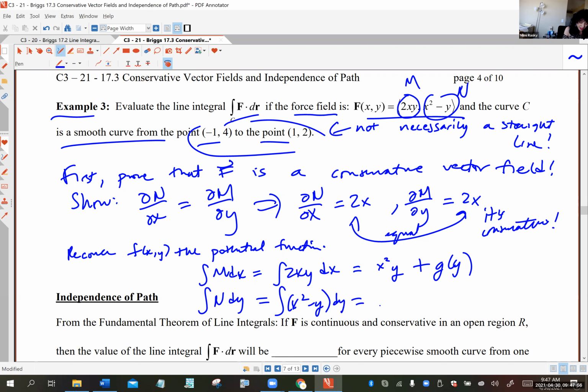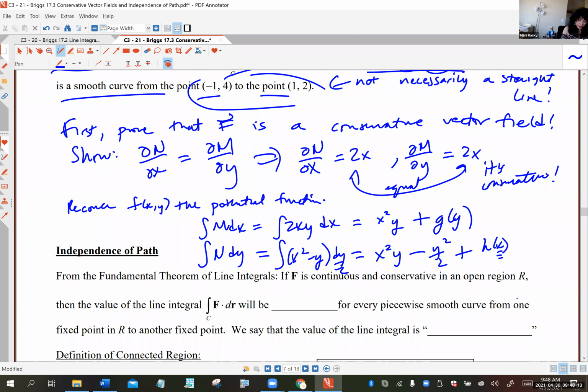So the first term, x squared with respect to y, is x squared y, and then minus y squared over 2, plus extra junk. So how about h of x? Because you were integrating with respect to y, you have to acknowledge there is other junk with respect to x, hence h of x. And then, hey, do you notice you have duplicates? Should I add the duplicates together? Yes or no?